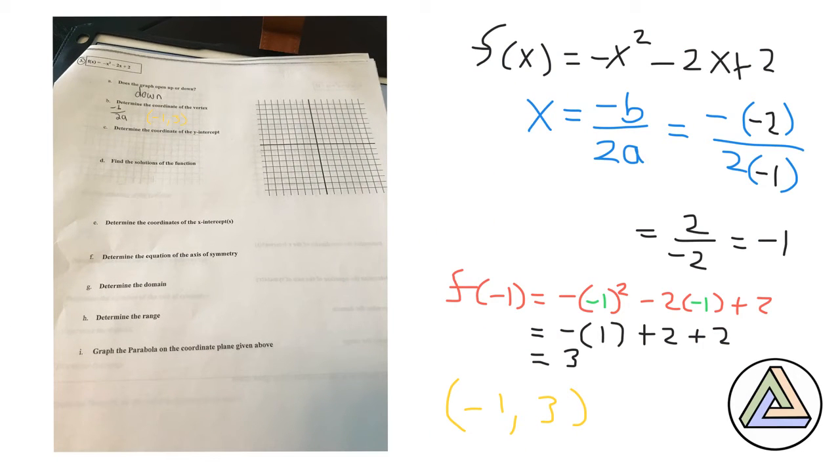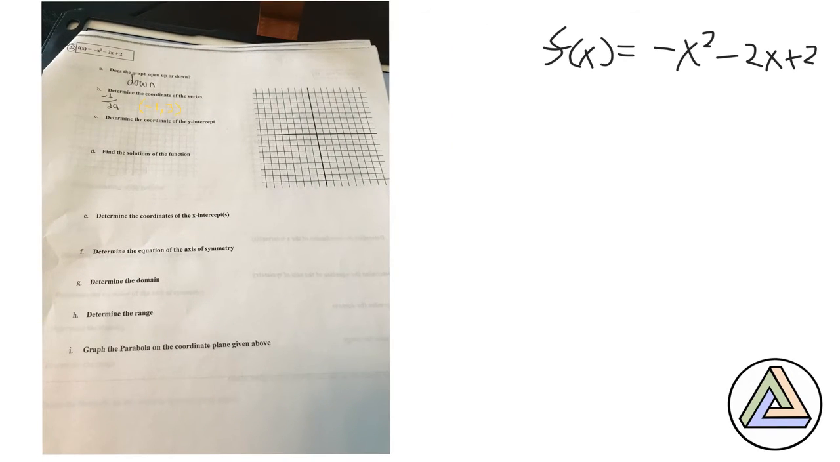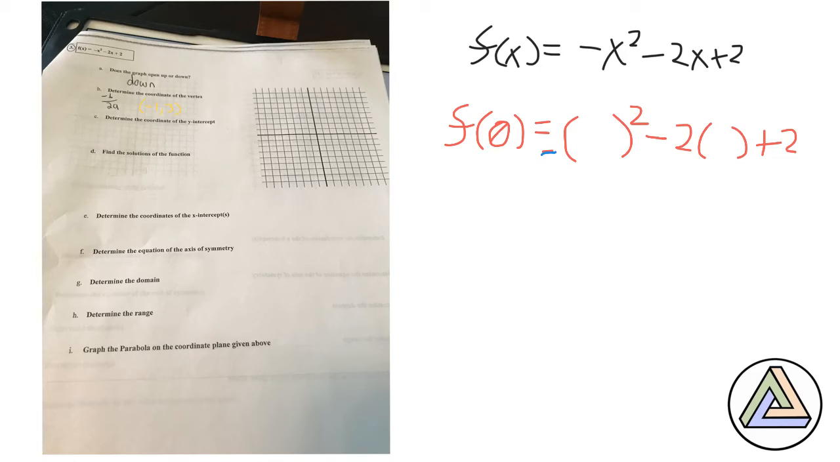All right, looking at the next thing that they want us to do. Next thing that they want us to do is to determine the coordinate of the y-intercept. Okay, so as I said in the last section, determining the coordinate of the y-intercept is fairly easy. I'm going to write the function down once again. That is f of x equals negative x squared minus 2x plus 2.